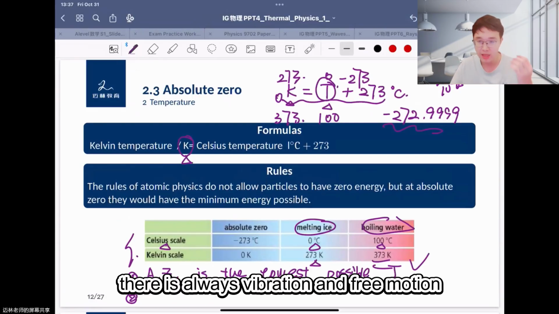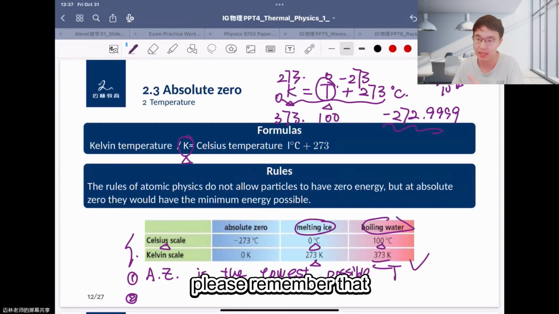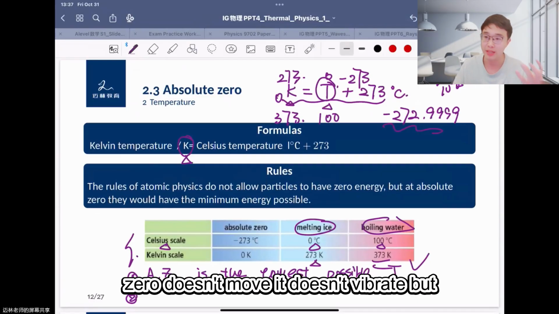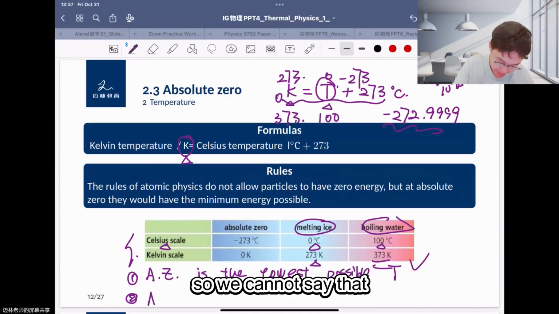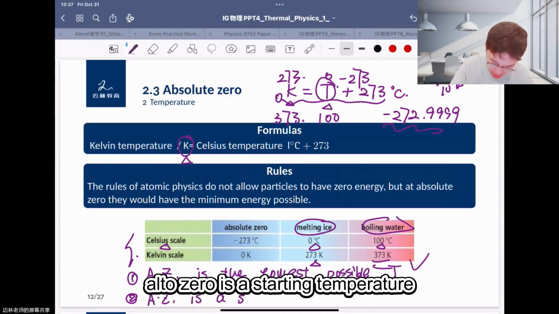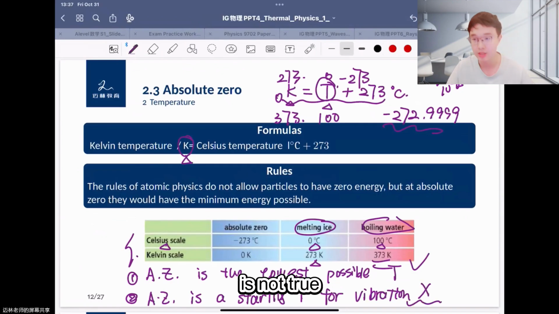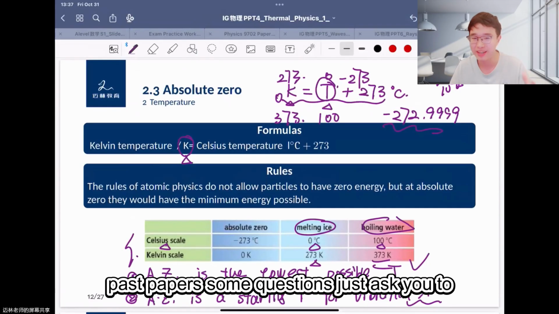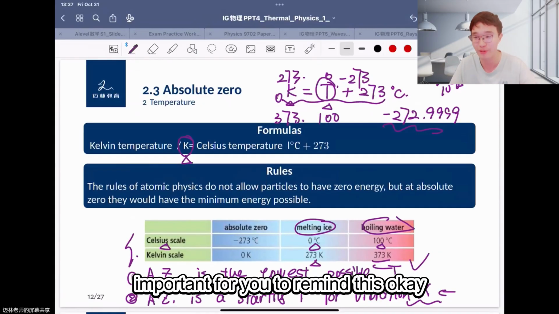So we know that there's always vibration and free motion in the body. So we cannot say that absolute zero is a starting temperature for vibration. Please remember that starting temperature would mean that at absolute zero it doesn't move or vibrate, but at other temperatures it moves or vibrates. So we cannot say that absolute zero is a starting temperature for vibration. This is not true. Please remember this. In IGCSE past papers, some questions ask this problem, so it is very important for you to remember.